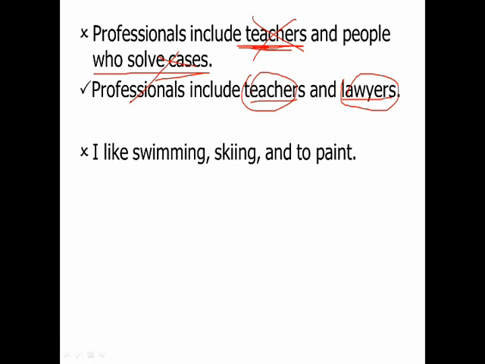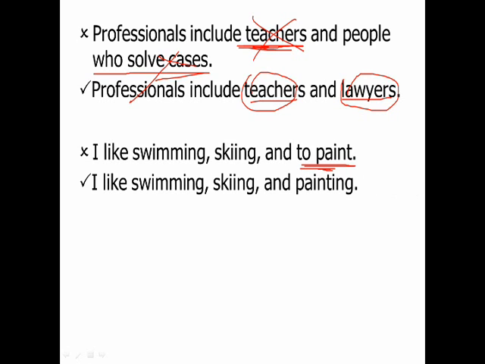Next example. I like swimming, skiing, and to paint. What is the wrong part of the sentence here? Of course, it's this one. You are using an infinitive phrase, to paint. In the other items in the series, you are using a gerund or the -ing form of the verb. That's I like swimming, skiing. So the correct form should be I like swimming, skiing, and painting. Another way to correct this one is you can change the items into infinitive phrases: I like to swim, to ski, and to paint.